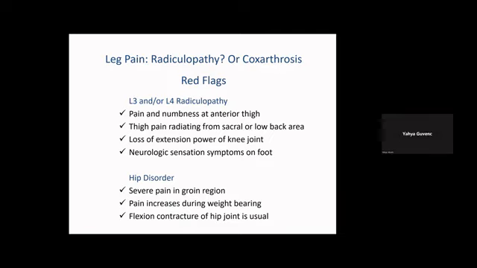Yes. Okay. In L4 radiculopathy, the pain originates from the low back and posterior aspect of the gluteal area and extends to the lateral sides. The thigh pain generally radiates from the sacral or low back area. The extension power of the knee joint may be diminished. The patients may complain of sensory problems on the dorsal part of the foot.